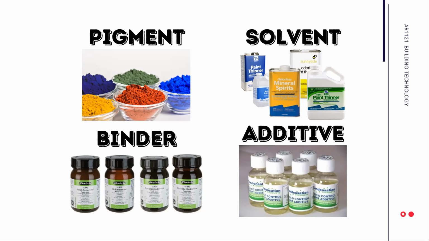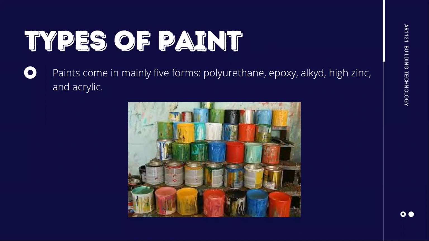Additives. Additives are ingredients that provide specific paint properties. The most commonly used are thickening agents, surfactants or soaps, biocides, defoamers, and co-solvents. All these ingredients combine to provide paint that meets your specific design needs. Next slide, please. Types of paints. Paints come in mainly five forms: polyurethane, epoxy, alkyd, high zinc, and acrylic.